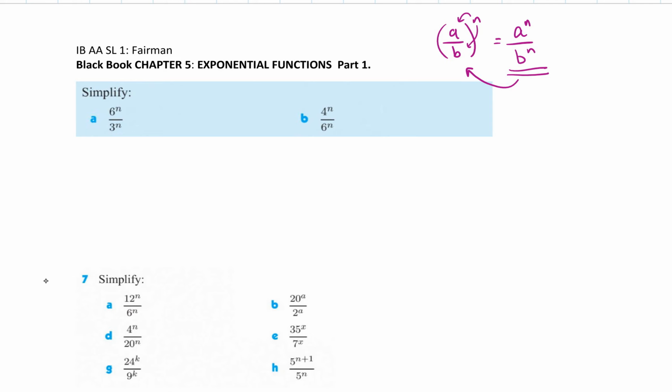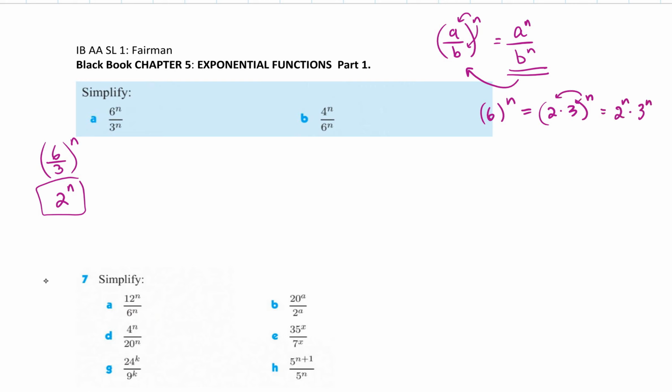So if I start with my n distributed, I could work backwards and make it one fraction. So if I look at example A, I could rewrite this as 6 over 3 to the n power, and then I can simplify that fraction and make it 2 to the n, and that would be my simplified version. Another way to think about it is that if I have a product, so if I have 6 to the n, that's the same as if I have 2 times 3 to the n, which product rule tells me that I can distribute that n, so this would be the same as 2 to the n times 3 to the n.